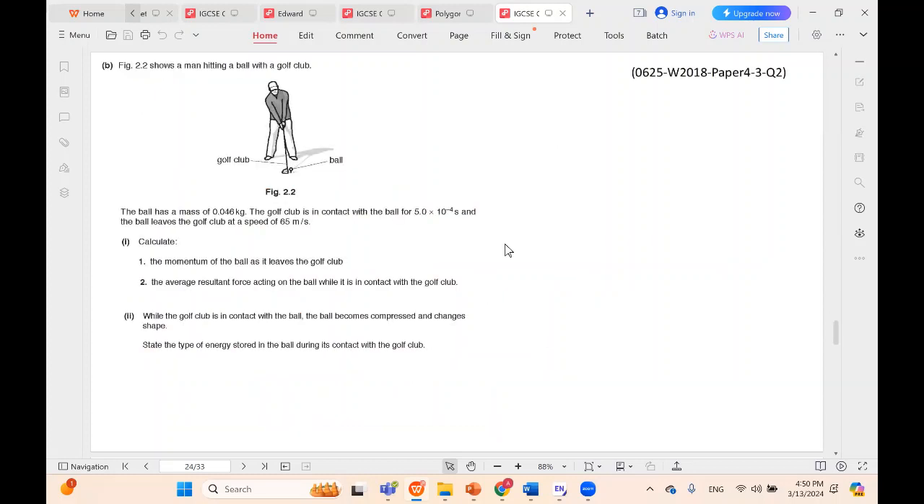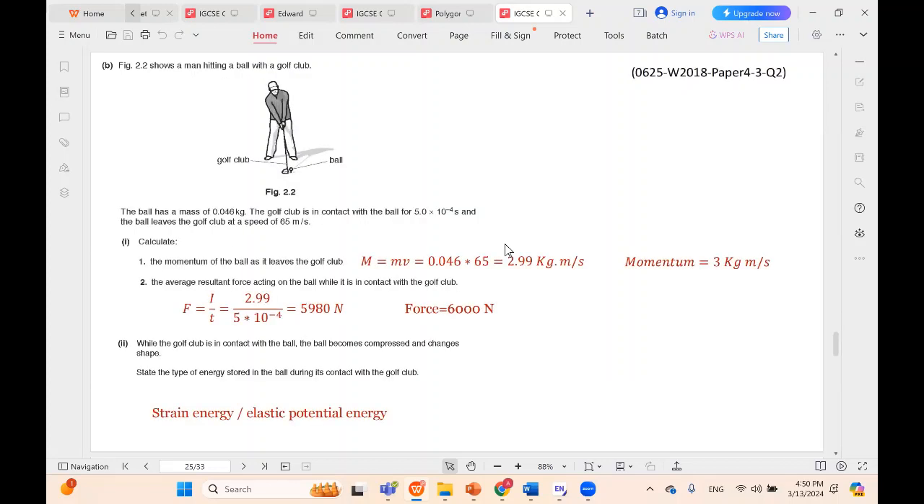This figure shows a man hitting a ball with a golf club. The ball has a mass of 0.046. The golf club is in contact with the ball for 5 times 10 to the power of -4 seconds, and the ball leaves the golf club at a speed of 65. Calculate the momentum of the ball as it leaves the golf club.